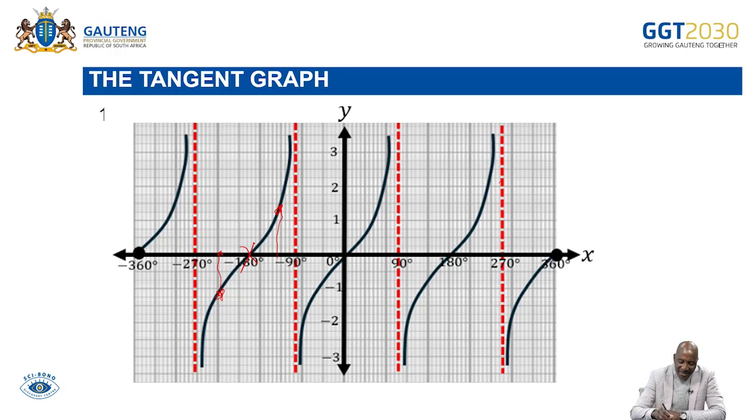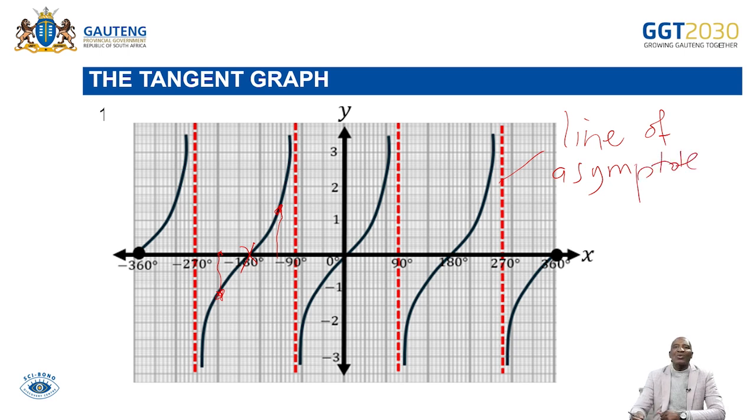These are our lines of asymptotes. This is a line of asymptote. We call them lines of asymptotes. These are the lines that the graph gets closer and closer to, but does not touch. So we realize that our tangent graph is a snake-like wave going up and getting closer and closer to these lines of asymptotes.